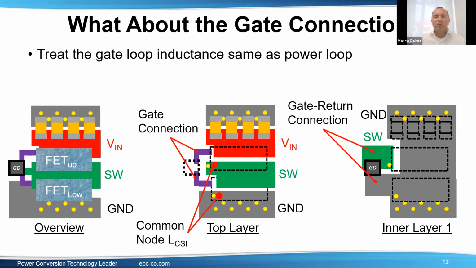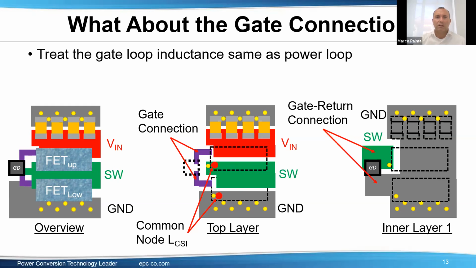So in principle, we treat the gate circuit in the same manner as the power loop. Shown here, we have the gate signal on the top layer, and the gate return is on the inner layer. Okay, so we can have the gate return by using the inner layer. In this manner, we can also locate the common coupling point close to the gate driver and thus ensure the lowest possible common source inductance.